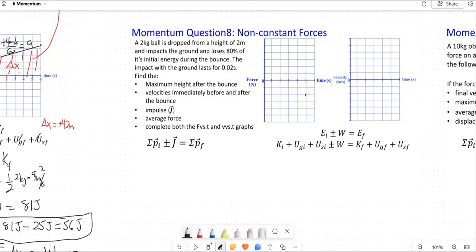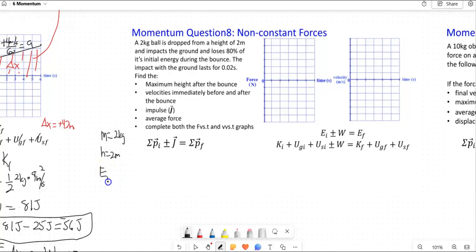We're going to have to put those in ourselves, just like we did in tutorials back in energy. Okay, so reading this problem, we have mass, which is 2 kilograms, an initial height of 2 meters, and we know we're going to lose 80% of our initial energy.